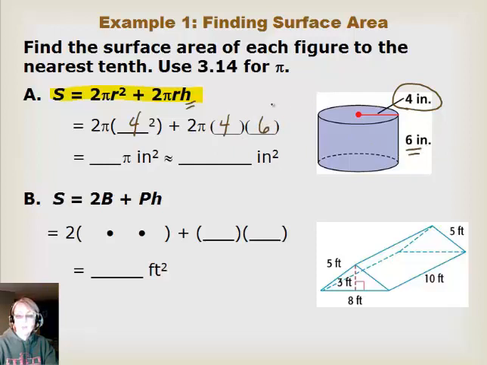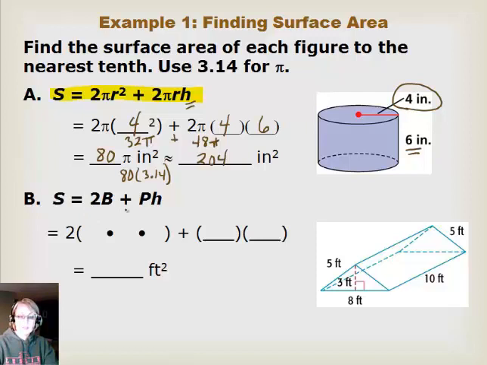Now, when we fill numbers in for the letters, the variables, it's just like we did in Chapter 1, where you just fill them in place, and then you apply the order of operations. When we solve this using order of operations, we have 4 squared, which is 16. 16 times 2 is 32 pi, plus 2 times 4 times 6, well 4 times 6 is 24, times 2 is 48 pi. 32 plus 48 is going to be 80 times pi, inches squared. So that's the same as saying 80 times 3.14.